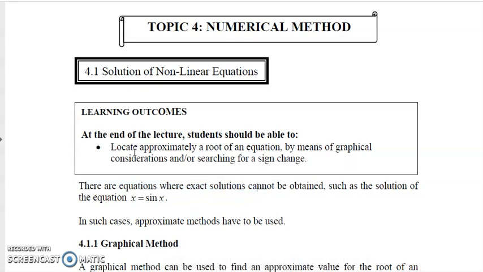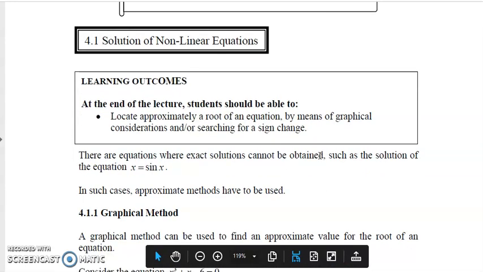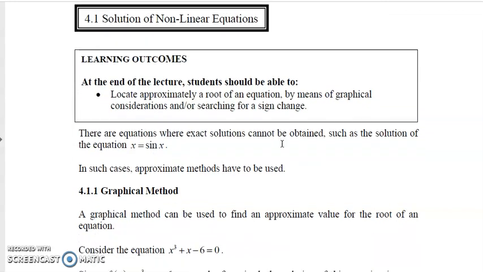So before that, I'm sorry, here is the learning outcome that you need to know. How can we find the roots of an equation by using graphical consideration or by searching for a sign change? Sign change in numerical methods, we will see later. Okay, so let's continue.